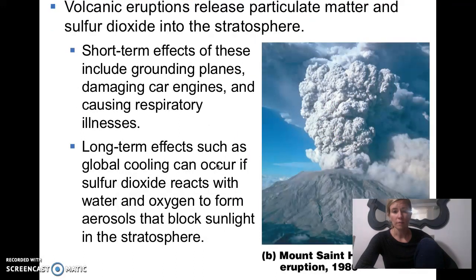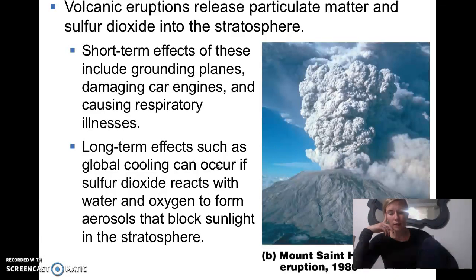Then we also have volcanic eruptions that release particulate matter and sulfur dioxide into the stratosphere. So really quickly, let's differentiate between particulate matter and gases. Gases are compounds or elements that are in their gaseous form. Back to chemistry, we have solid, liquid, and gas. So they are a gas. Particulate matter are really, really tiny pieces of solid, whatever it might be, but they're so small that they float in the air. So that would be more like soot. That's not a gas, it's a solid.